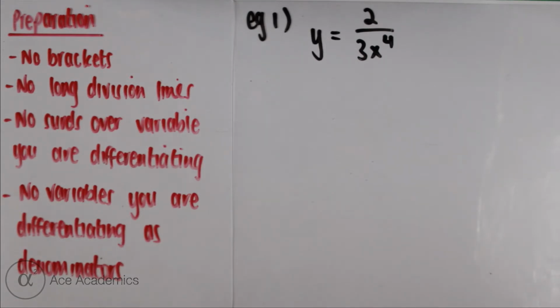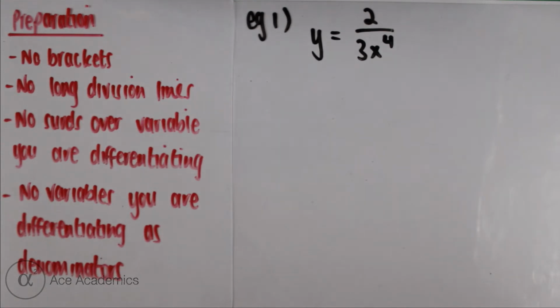Now, let's look at an example. It's very important to know these preparation steps, but for this first example, I'll put it alongside. We'll use these preparation steps as a checklist before we do the derivative. Right. So the first thing is our equation must have no brackets, which is fine. No long division lines, has no long division lines. Surds over variables you're differentiating. There's no surds over the variable we're differentiating. And lastly, no variables you're differentiating as denominators.